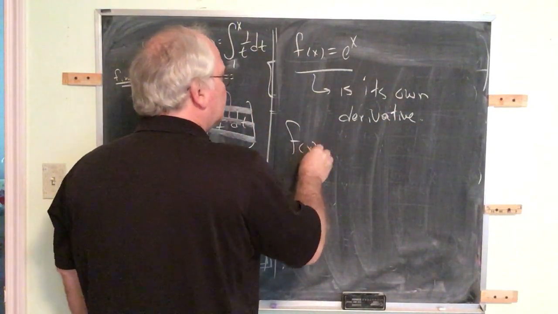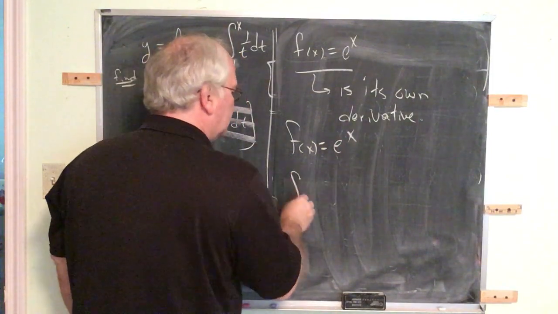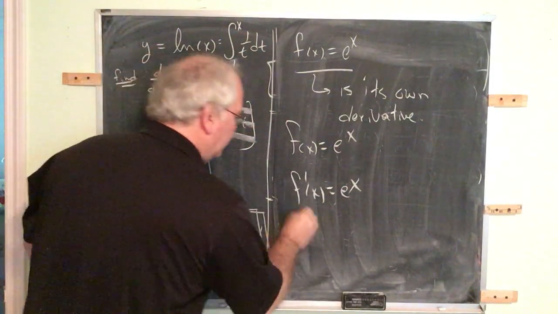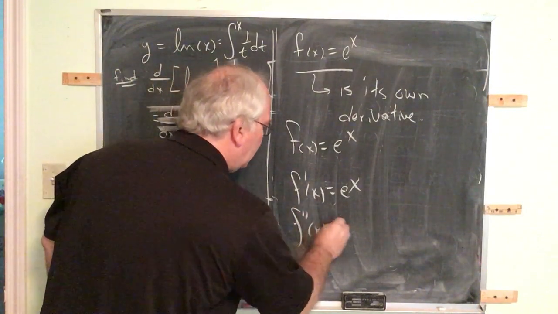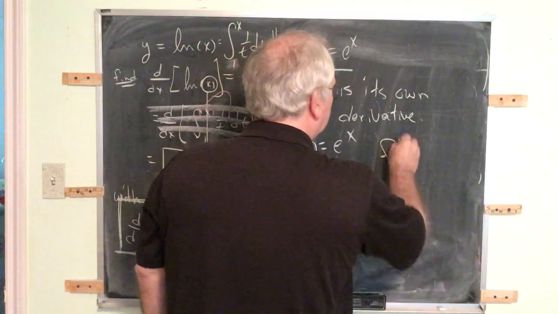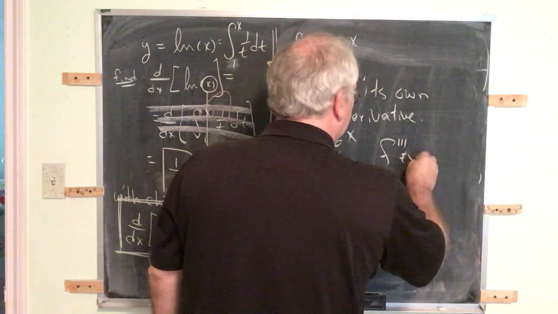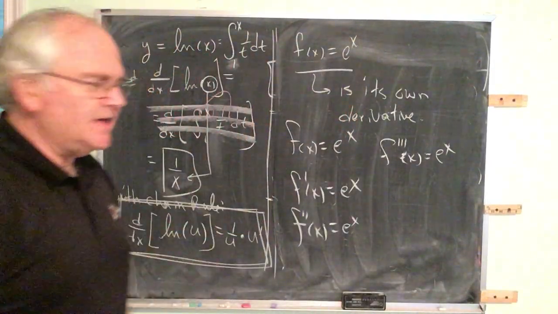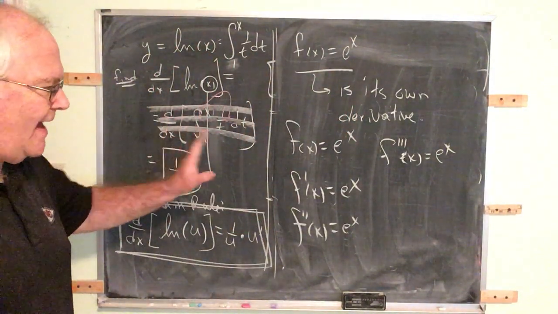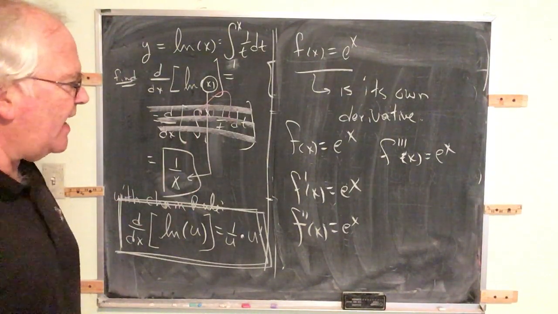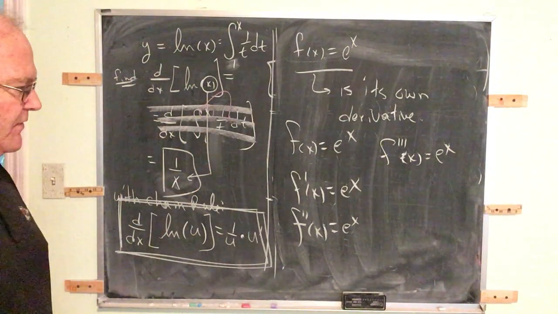If f of x is e to the x, it is its own derivative. It is its own second derivative. It is its own third derivative. E to the x is its own derivative. It is the only category of functions that has that property. There are some details to that, but e to the x is its own derivative.